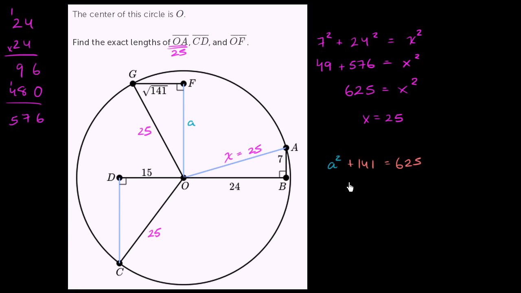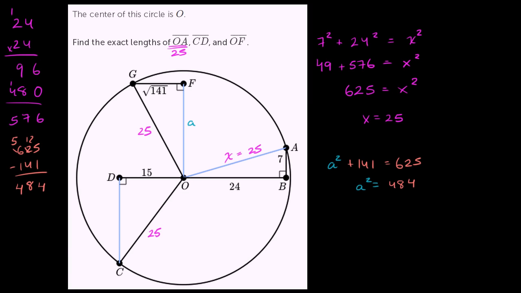If we subtract 141 from both sides, where do we get? 625 minus 141: 5 minus 1 is 4. Then let's get 12 here and put a 5 there. 12 minus 4 is 8. 5 minus 1 is 4. So we get 484. So A squared is equal to 484. So what squared is equal to 484?